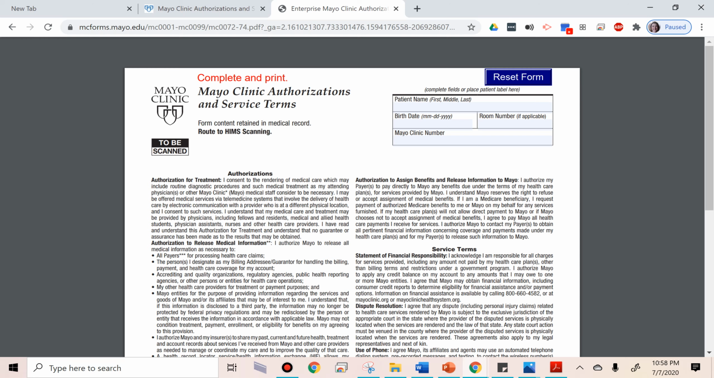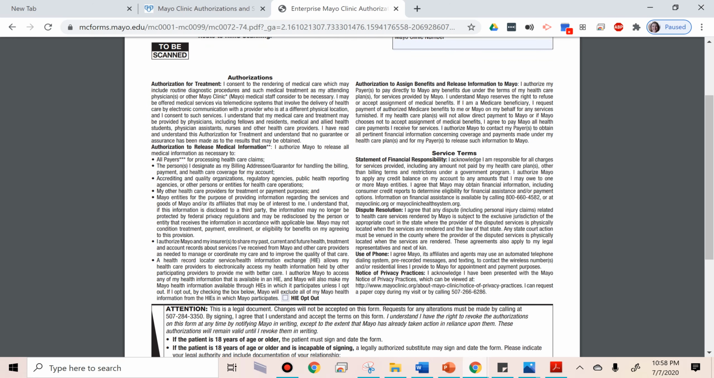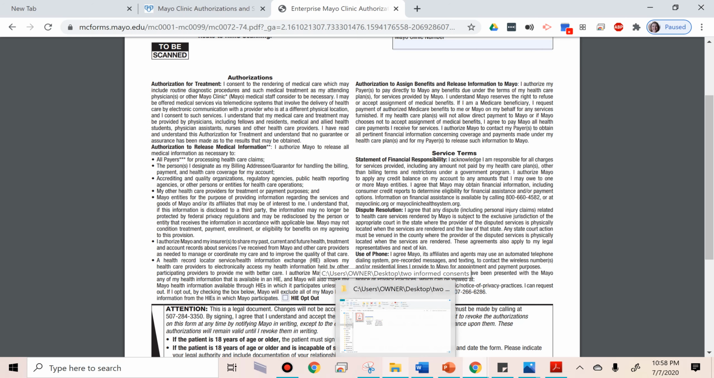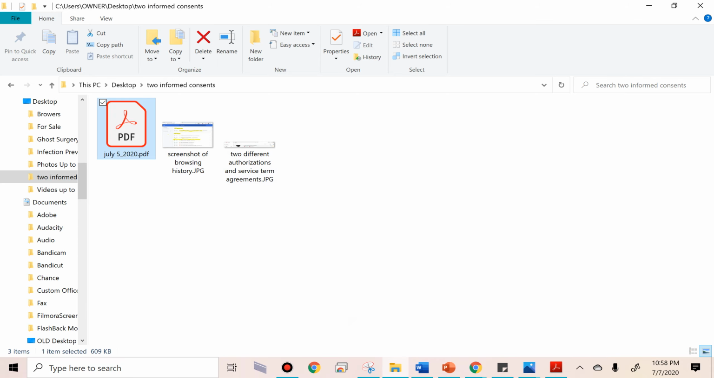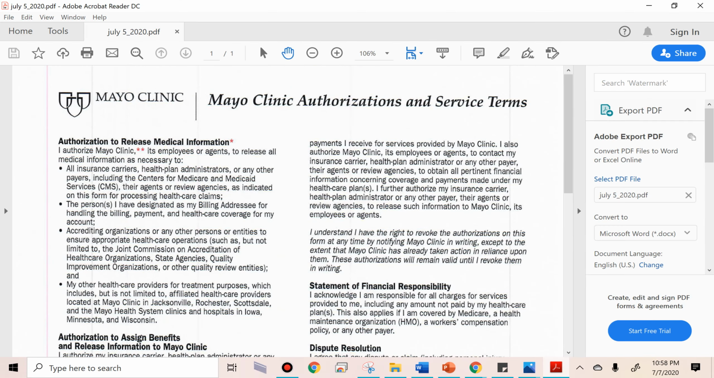Okay, so there it is. Then they go on to releasing the information, into the assigning of the benefits, and to the statement of responsibility. But that form was not put up on their website until either yesterday or today, because on the 5th, this is where that link led us to, which talks nothing, absolutely nothing about authorization for treatment.